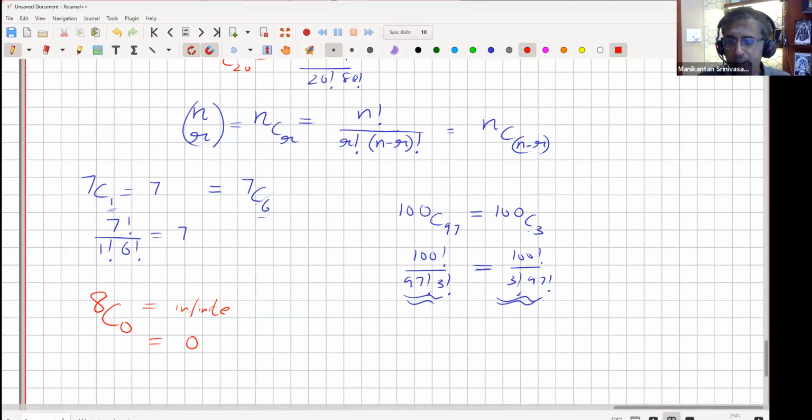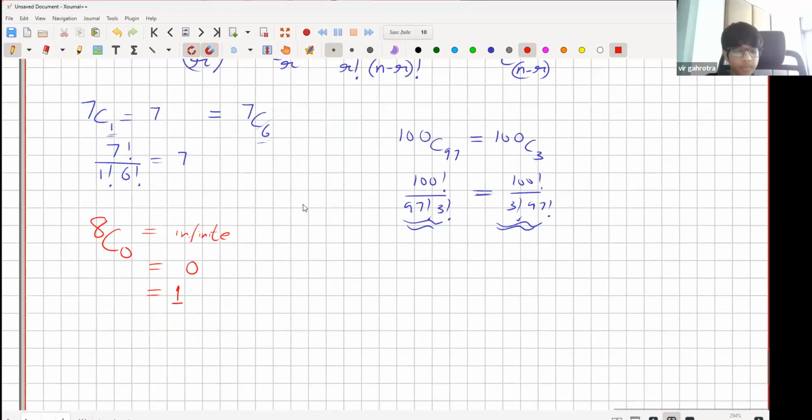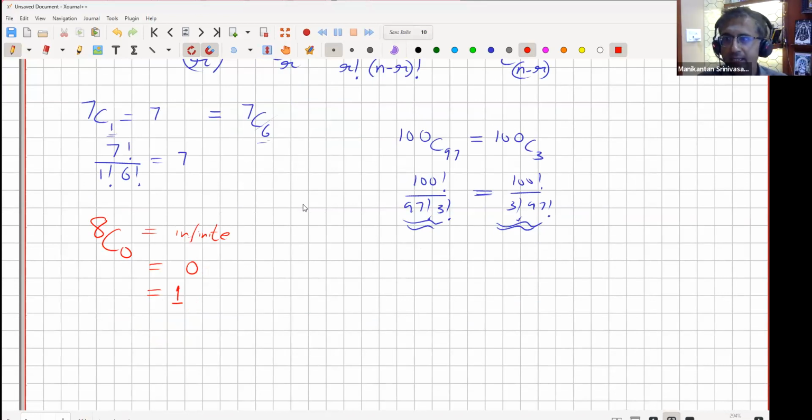Okay, Veer, what do you think? I would say 1 way. Okay, Veer, why do you think it's 1? Because if you're selecting 0 from 8, that means that that's still a combination. Exactly. The act of not selecting anyone is 1 act. In 1 way, you can select by saying no to everyone. You can do that in exactly 1 way, right?